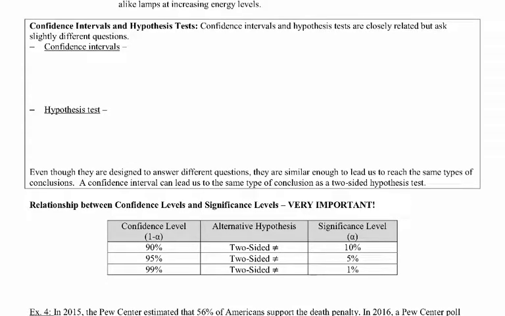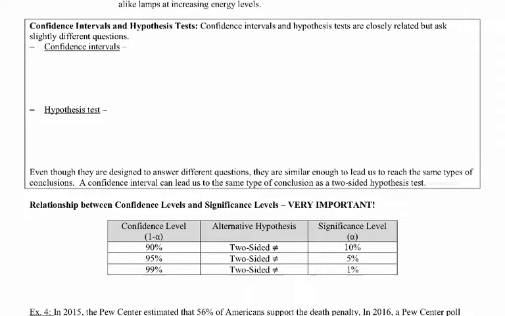When we talk about a confidence interval, remember, a confidence interval gives you a range of plausible values for a population. Like before an election, we might say we are 95% confident that the proportion of people in the state of Florida who are going to vote for a certain candidate is between 40 and 60%. That would be a confidence interval. So that gives us a range of plausible values for the population.